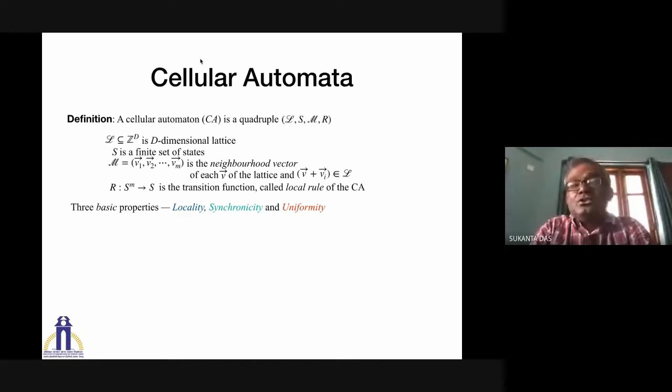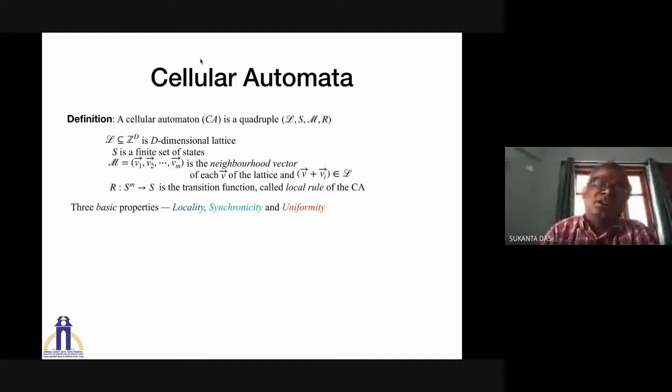So although there are these three properties, sometimes we identify that cellular automaton, its classical definition of automaton, in that definition, uniformity is everywhere. Everything is uniform. Okay.